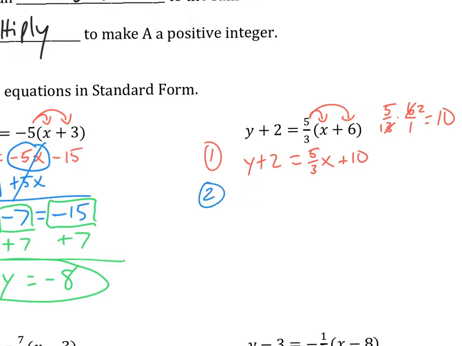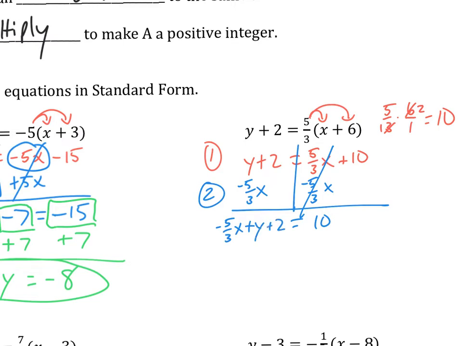Step number 2 is we move the x term to the y side. So we're going to subtract 5/3 x from both sides. Okay, and those will cancel out, and we'll end up with 10 on the left-hand side, and we'll have -5/3 x plus y plus 2 on the left-hand side there. Okay, step number 3, move all our constants to the same side. So I need to move my positive 2 over to the other side, so I'll subtract 2 on both sides.